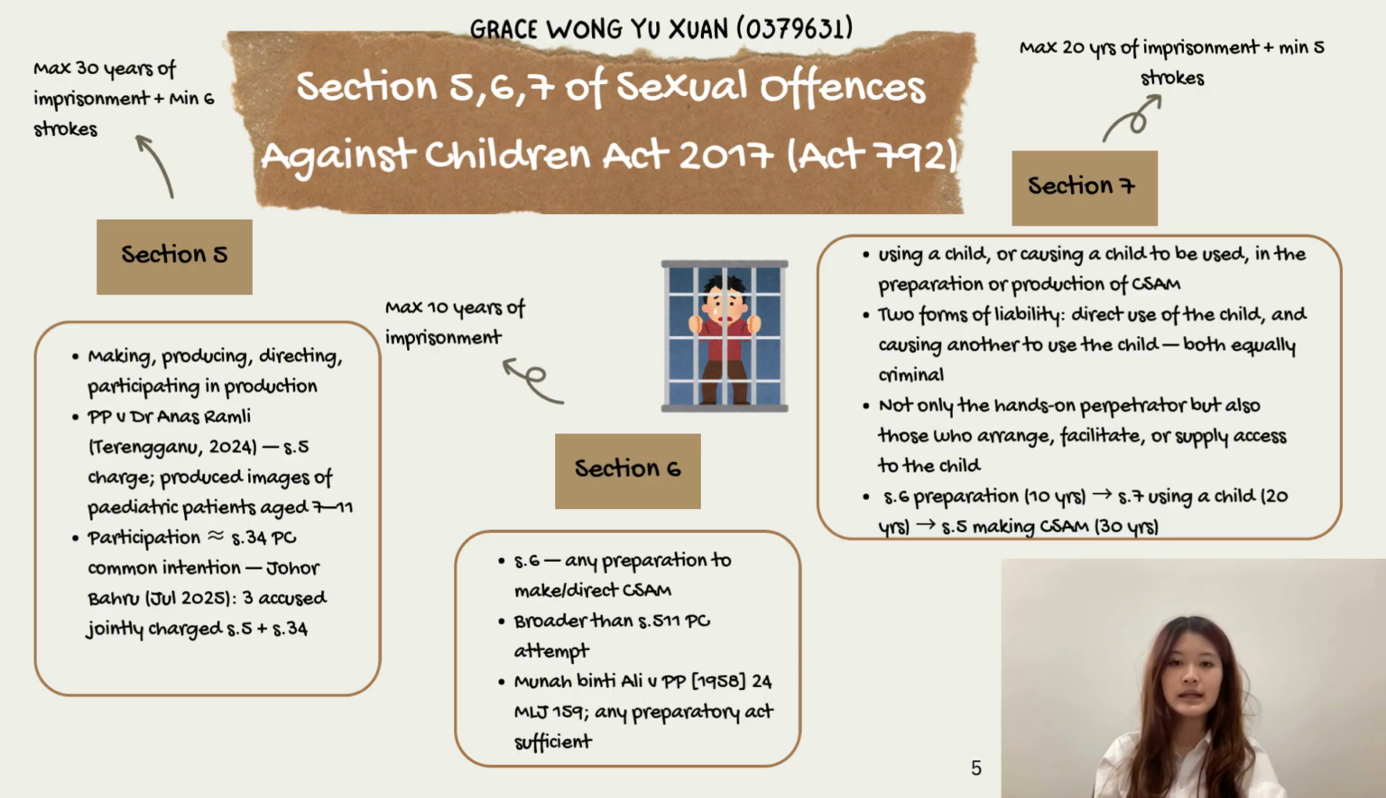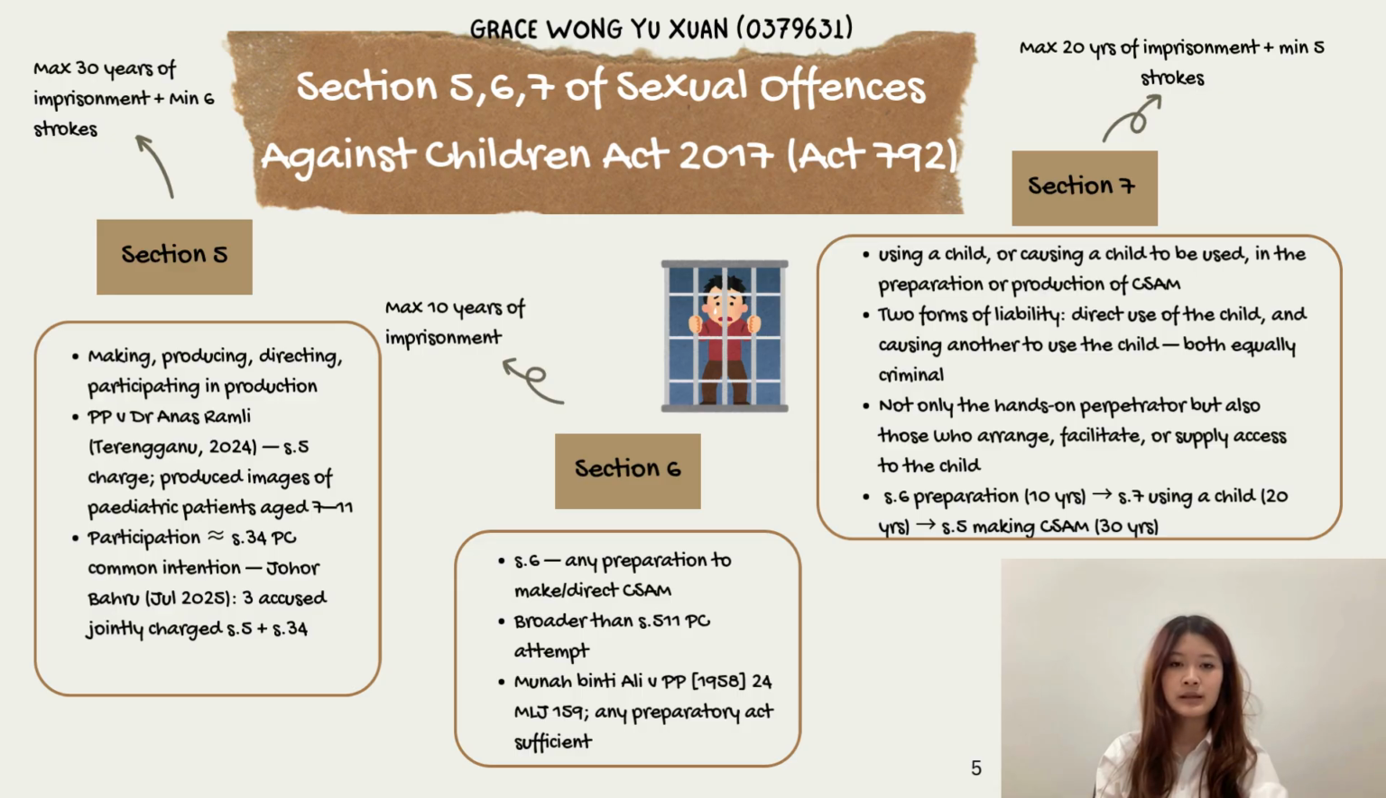Sections 6 and 7 extend liability beyond production itself, reflecting the law's preventive purpose. Section 6 criminalizes any preparation to make or direct CSAM, carrying a maximum of 10 years imprisonment and whipping. This is broader than the law of attempt under Section 511 of the Penal Code, as seen in Munah binti Ali and Public Prosecutor. The High Court held that an attempt under Section 511 requires the accused to have moved beyond mere preparation. However, Section 6 sets no such threshold and focuses on preparatory acts relating to the making or directing of CSAM, enabling intervention at an earlier stage than the law of attempt under Section 511 of the Penal Code, without putting a child under risk.